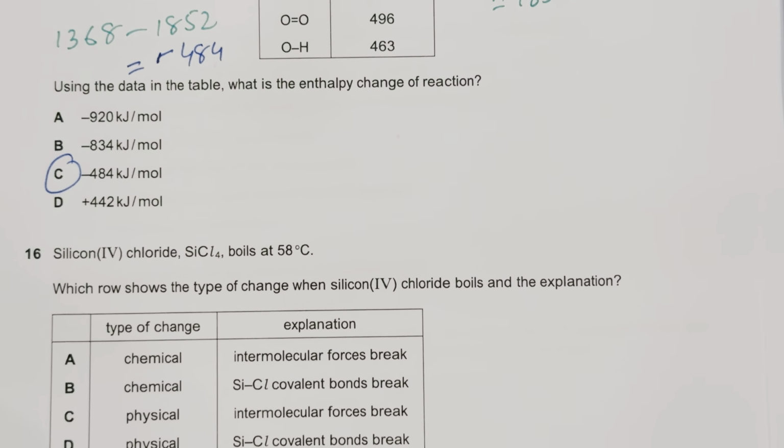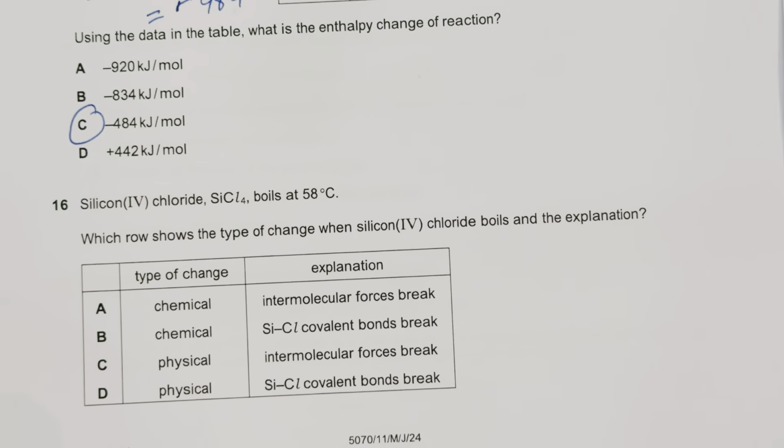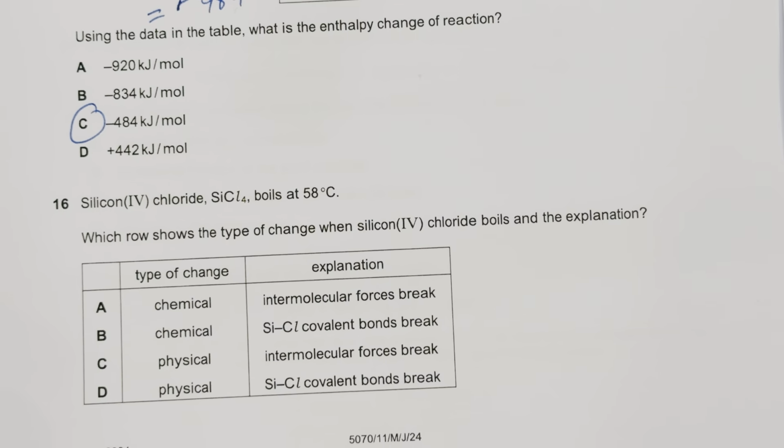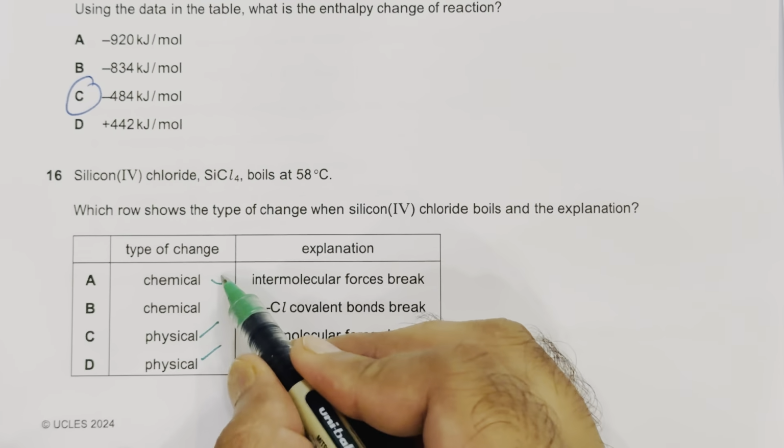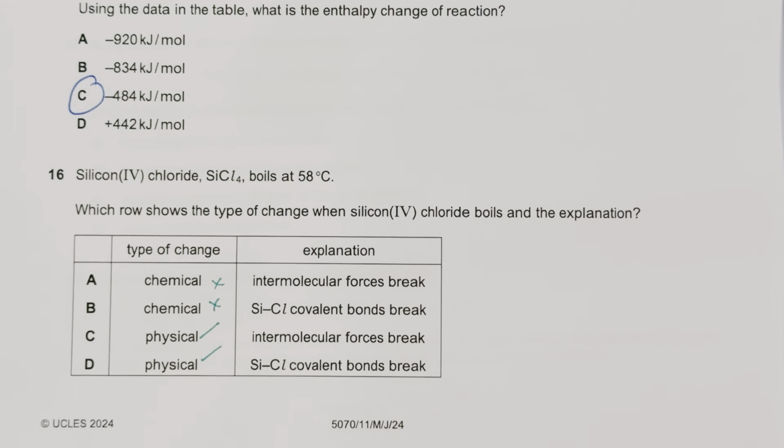Question number 16 is that silicon tetrachloride, SiCl4, boils at 58 degrees Celsius. Which row shows the type of change and the explanation when silicon tetrachloride boils? Okay, so first we need to identify, is it a physical change or a chemical change? Boiling is happening, so it is a physical change, not a chemical change. So option number C and D both carry the explanation.